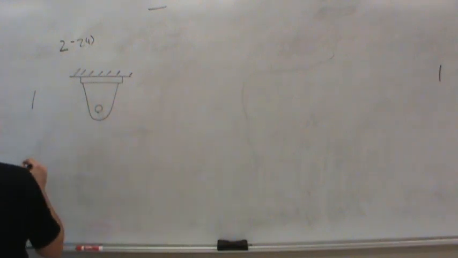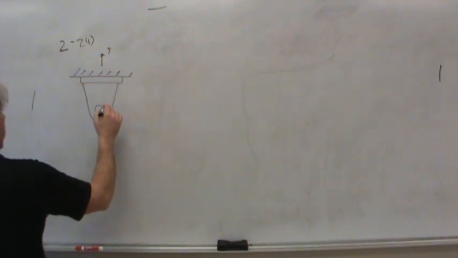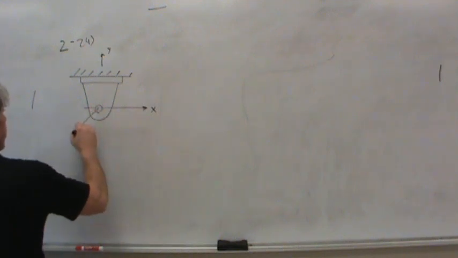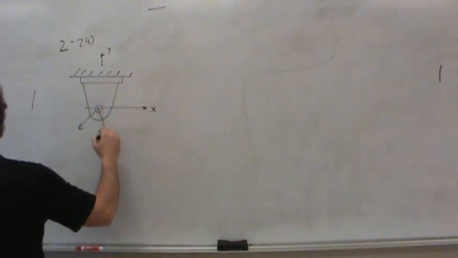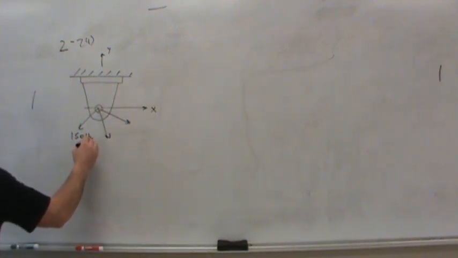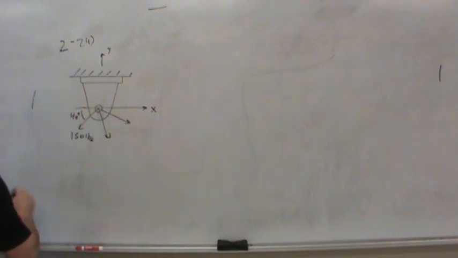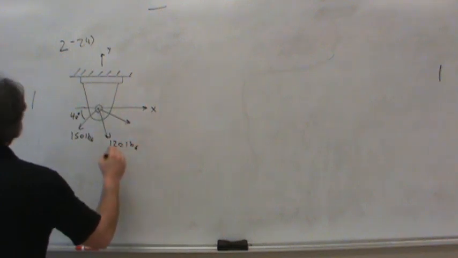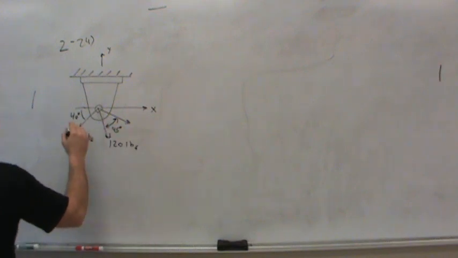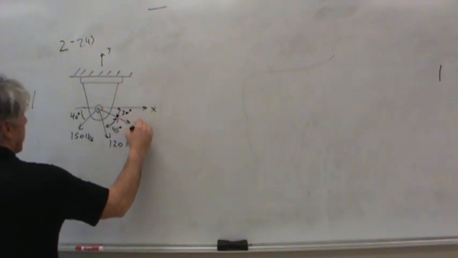So we've got some type of a branch hanging down from the ceiling, looks like. Y-axis here, horizontal x-axis running through the center point. And the center point is where we have three forces applied. Let's see, something like this. 150 pounds at an angle of 40 degrees horizontal. 120 pounds at an angle of 45 degrees from the next force. And then at 30 degrees, we've got a force of 80 pounds.